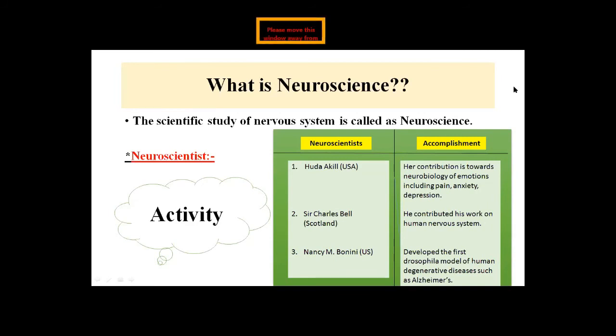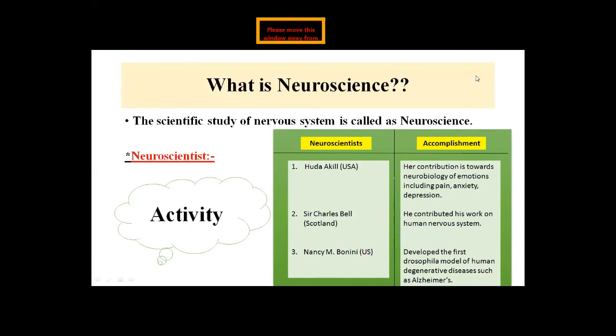Find out about neuroscientists and make a list of any three neuroscientists and their accomplishments. For your convenience, I have given you the names of three neuroscientists and their accomplishments. What is the neuroscientist's name? One is Huda Akil from the USA, and her contribution is toward the neurobiology of emotion, including pain, anxiety, and depression.